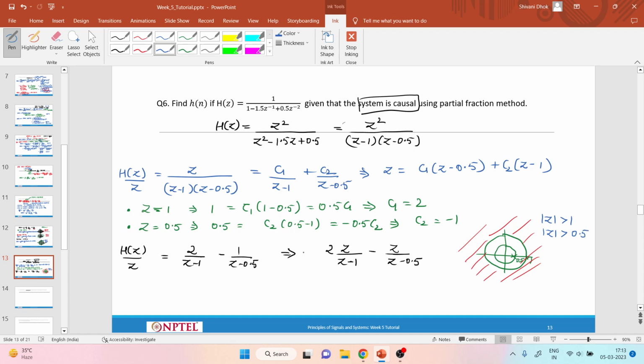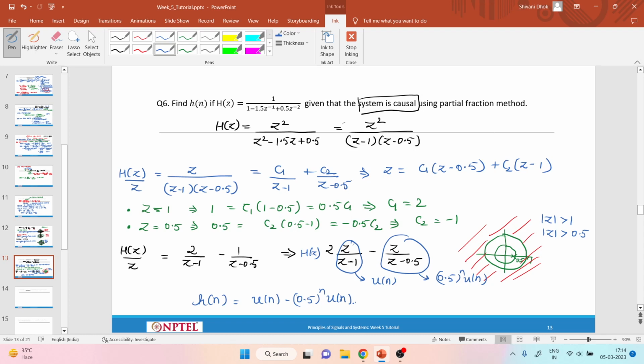And if that is the case, then this factor will contribute 1 power n into u of n, and this factor will contribute 0.5 power n into u of n, and therefore the system impulse response h of n is equal to u of n minus 0.5 power n into u of n.